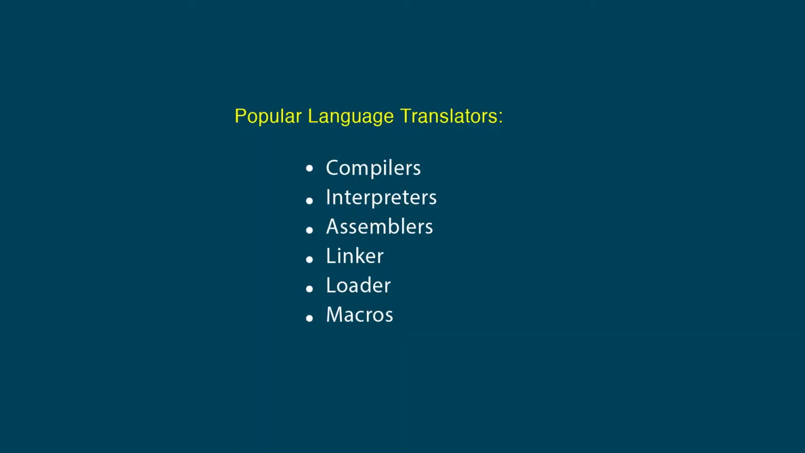Popular language translators are compilers, interpreters, assemblers, linkers, loaders and macros. They are usually designed by computer manufacturers. Translator programs may perform a complete translation of program codes or translate one instruction at a time.